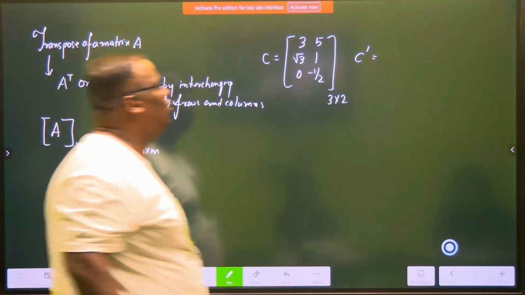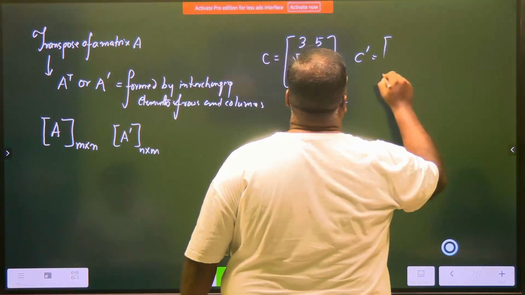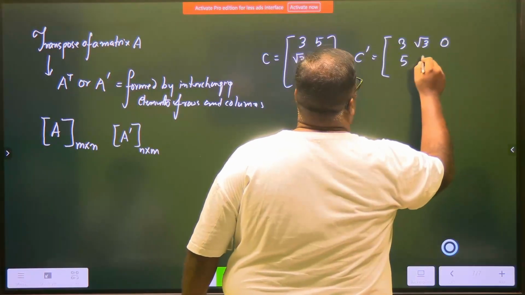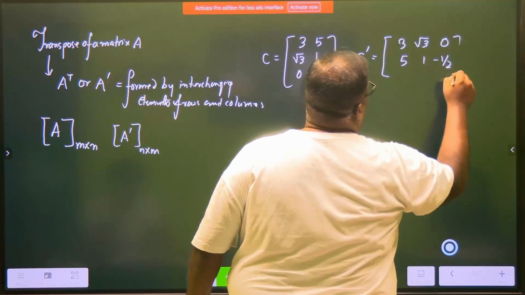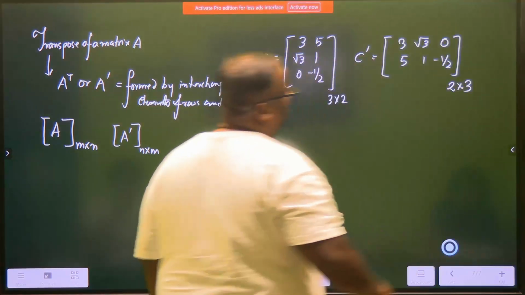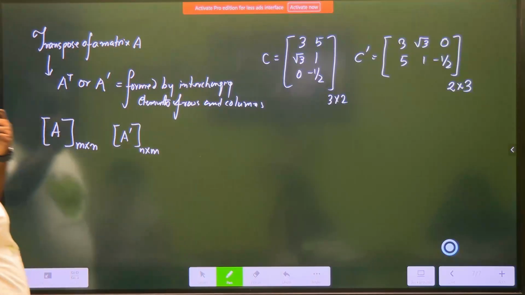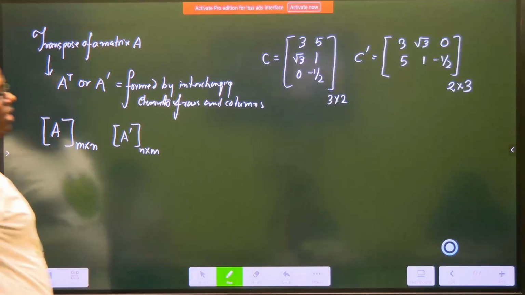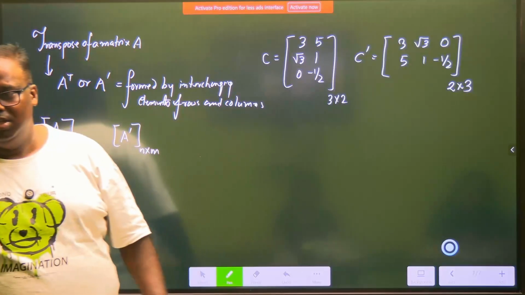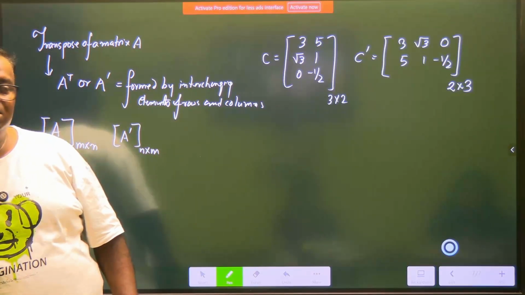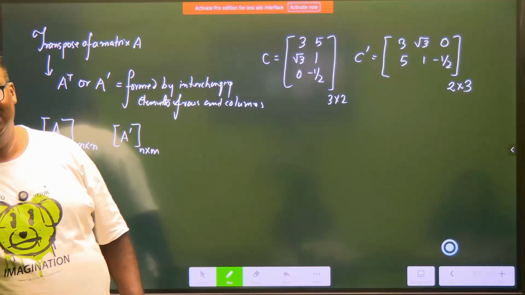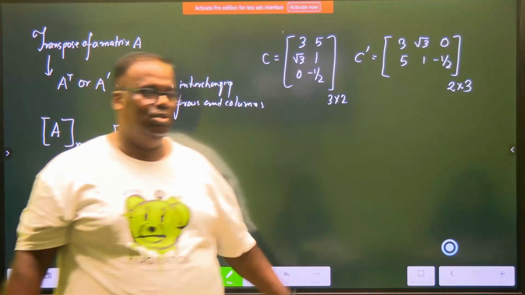So this will become what? Tell me now. 3, root 3, 0, 5, 1, negative half. So this has now turned out to be 2 rows, 3 columns. A very interesting thing: is a multiplication now possible? Yes. Multiplication will yield you what? Look at here and say: square matrix. Multiplication will yield you a square matrix.